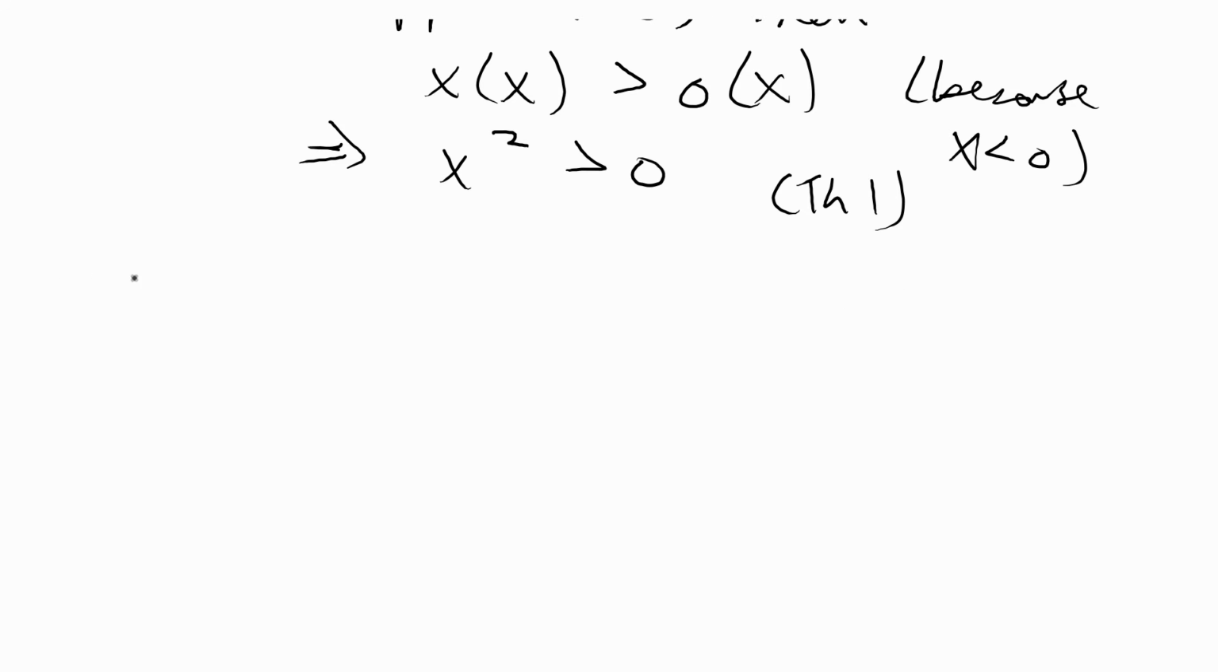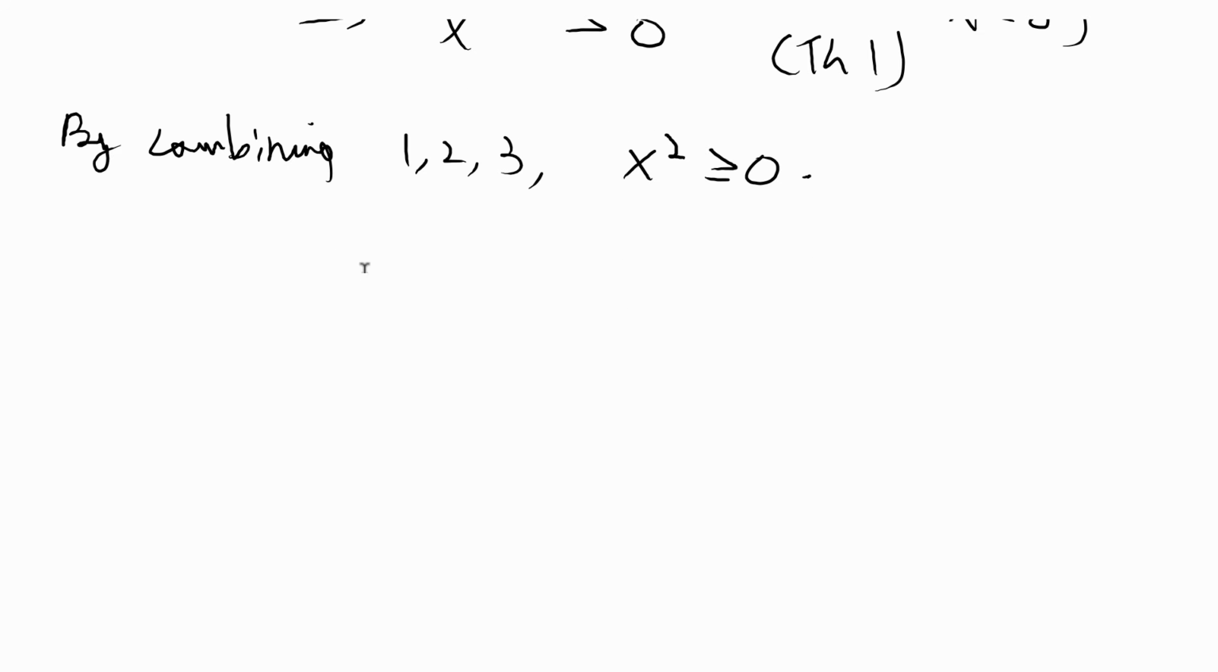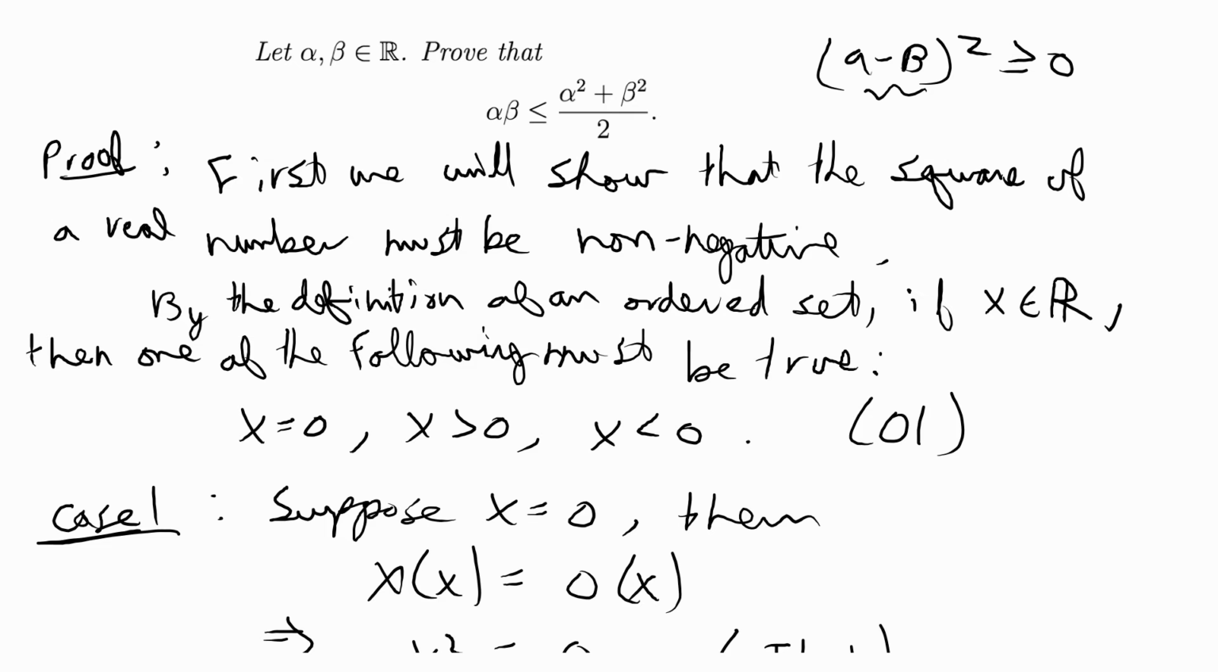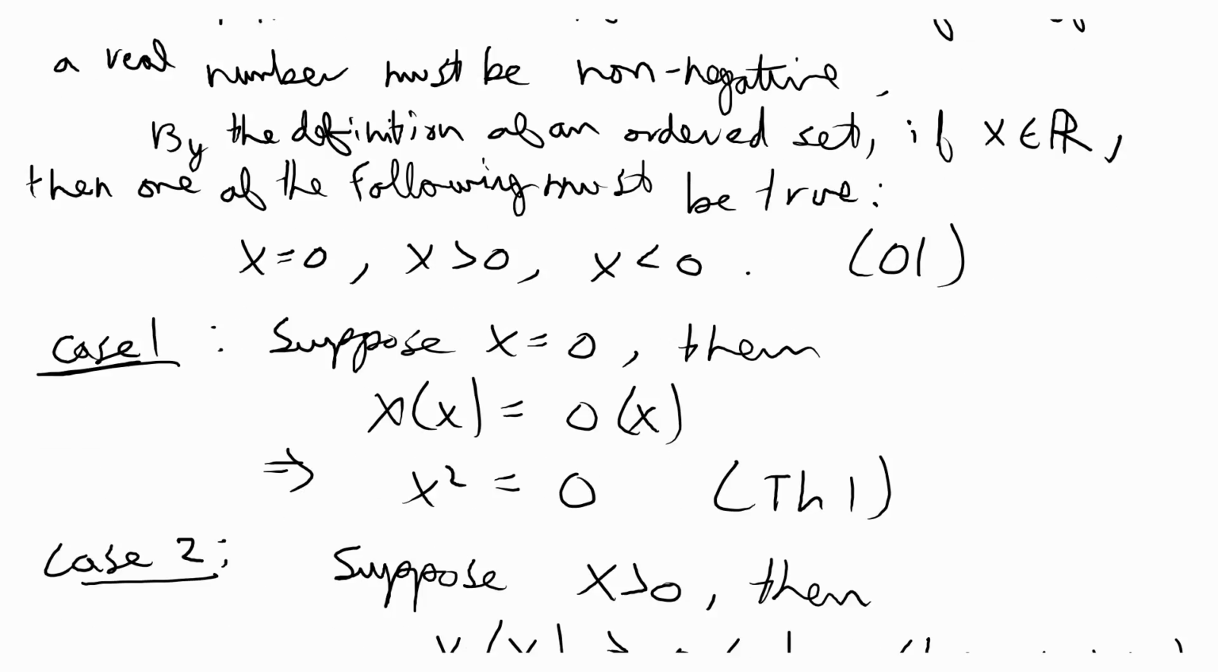So then I wrote, by combining case 1, 2, and 3, we have that x squared is greater than or equal to 0. So now that we've proven that the square of any number is greater than or equal to 0, we can say that a minus b has to be a real number, so the square of a minus b has to be greater than or equal to 0, and then we are almost done with the proof.